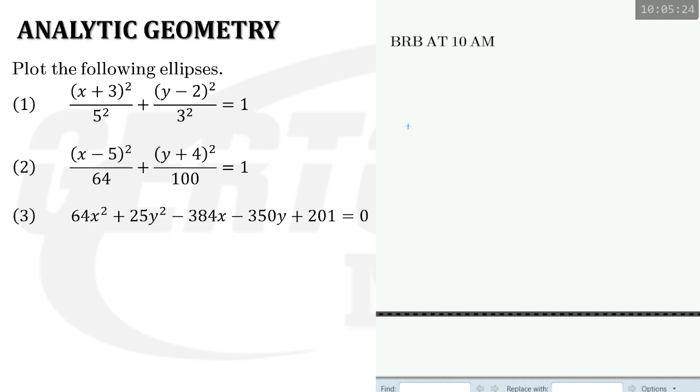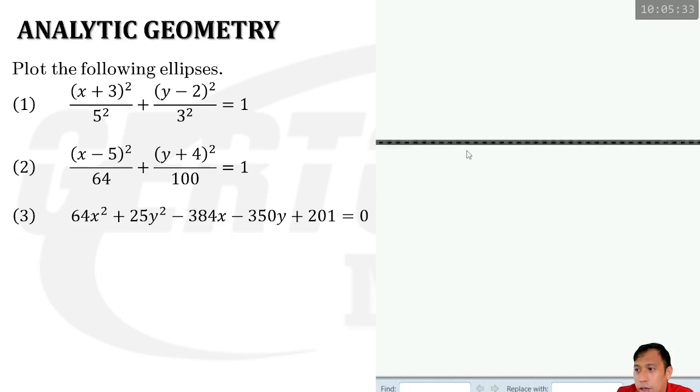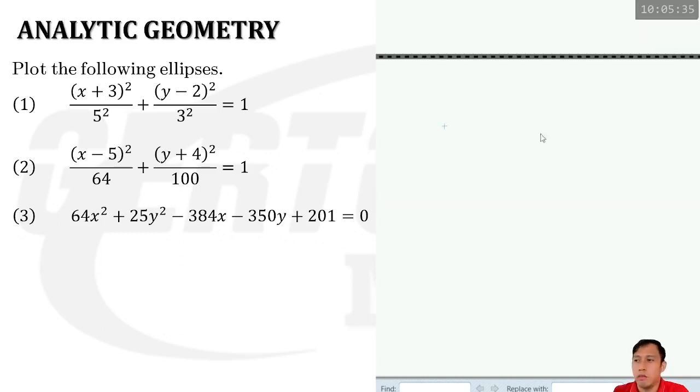Okay, sige. Let's continue. Magpatuloy tayo. Okay, so let's solve this one.